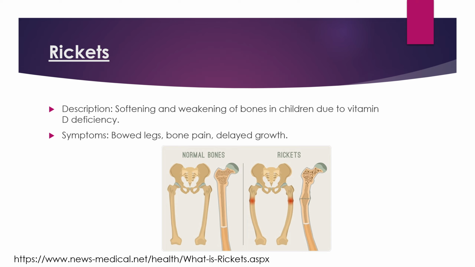Description: rickets is softening and weakening of bones in children due to vitamin D deficiency, so the risk factor is lack of vitamin D. Symptoms are bowed legs, bone pain or delayed growth.